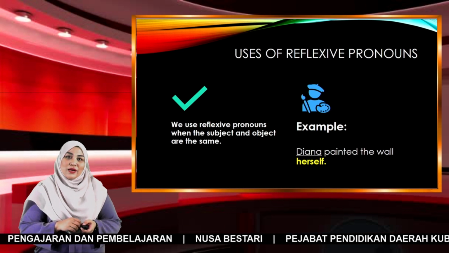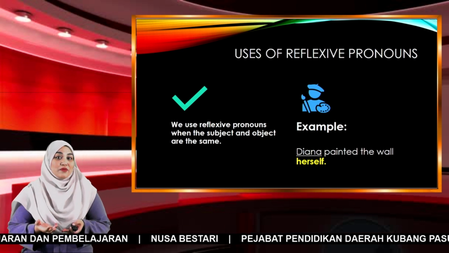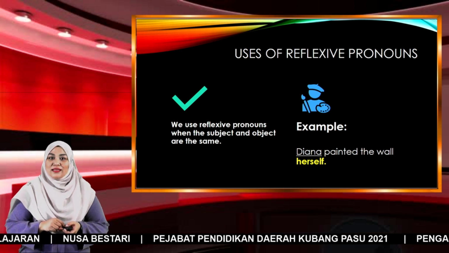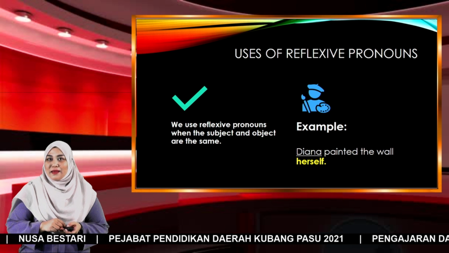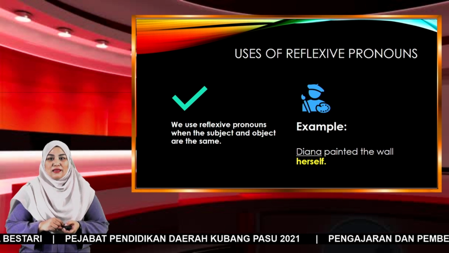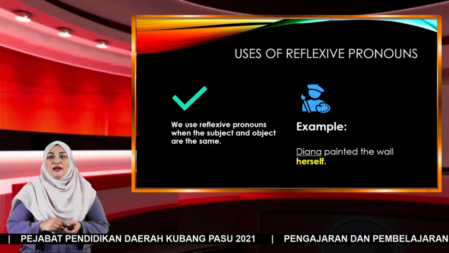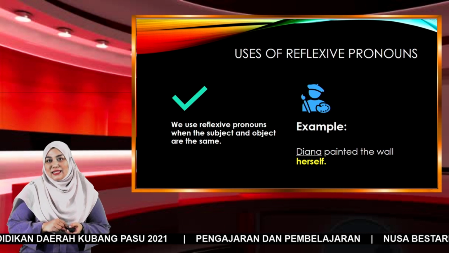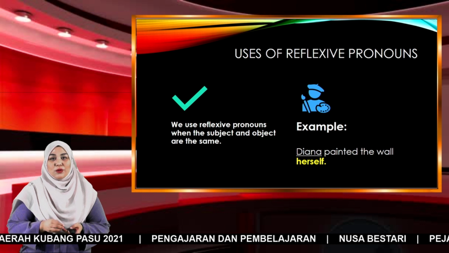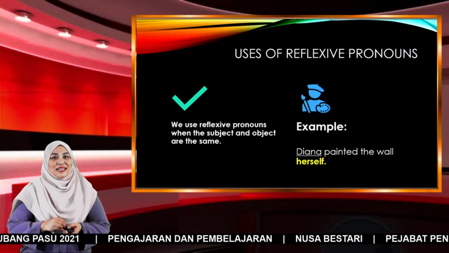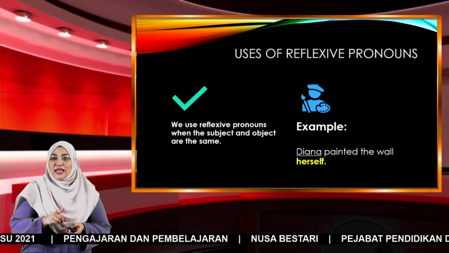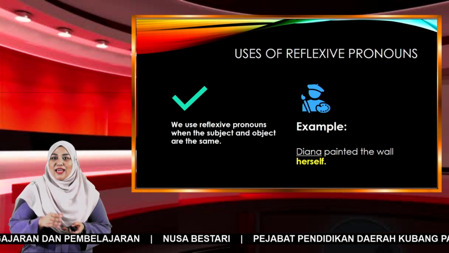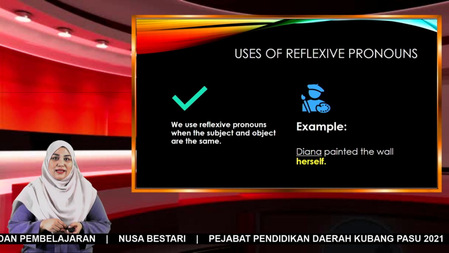Now let's go to the uses of reflexive pronouns. First, we use reflexive pronouns when the subject and object are the same. For example here, Diana painted the wall herself. So Diana is a girl. It's a common name for a girl. So here we must use herself. The underlined name Diana is the subject and herself is the object.